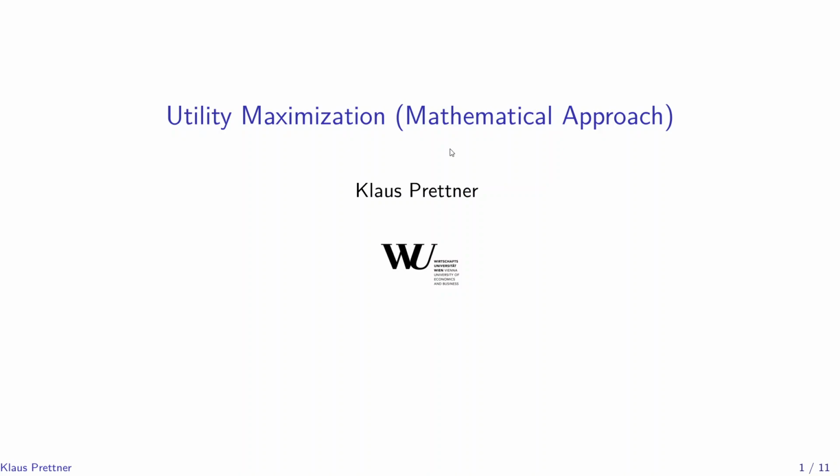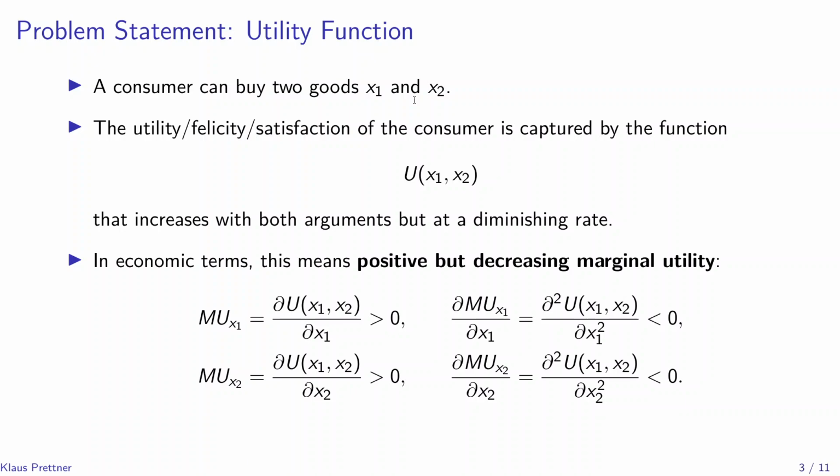In the last video, we talked about utility maximization from a graphical perspective, and now we discuss the mathematical approach. To this end, we first state the problem. So we have that the consumer can buy two different goods, x1 and x2, and the utility function that describes felicity or satisfaction, or whatever you would want to call it, as a function of the consumption choice of these two goods, is denoted by u of x1 and x2.